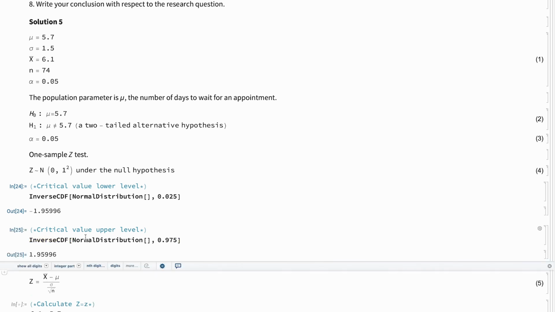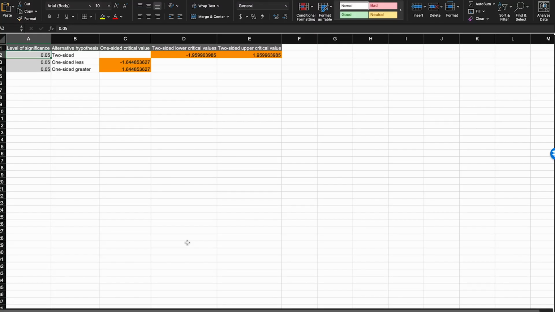So let's go to our spreadsheet and do it there. So here's my critical values calculator. Once again, I am here on the Z distribution sheet at the bottom. I'm using a two-tailed alternative hypothesis and I have an alpha value of 0.05. There's my critical values. Negative 1.96, positive 1.96. Those are my red lines. Beyond that on the lower tail and above that on the upper tail, those are my zones of rejection. If my Z value falls beyond these values, I'm in my zones of rejection and I reject my null hypothesis.